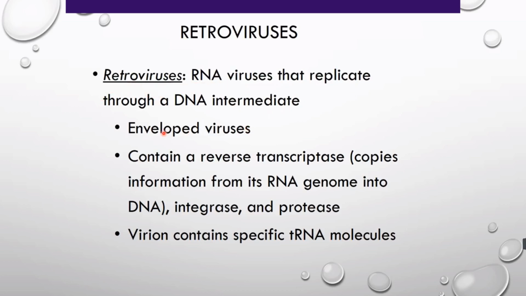They are enveloped viruses. They contain within the virion itself reverse transcriptase, as well as other proteins that are necessary for its survival. In other words, integrases as well as proteases. And oddly enough, it requires transfer RNA from the donor. It doesn't make its own transfer RNA. It uses your transfer RNA in order to help initiate its replication. It needs that. And we'll see that in the next video.